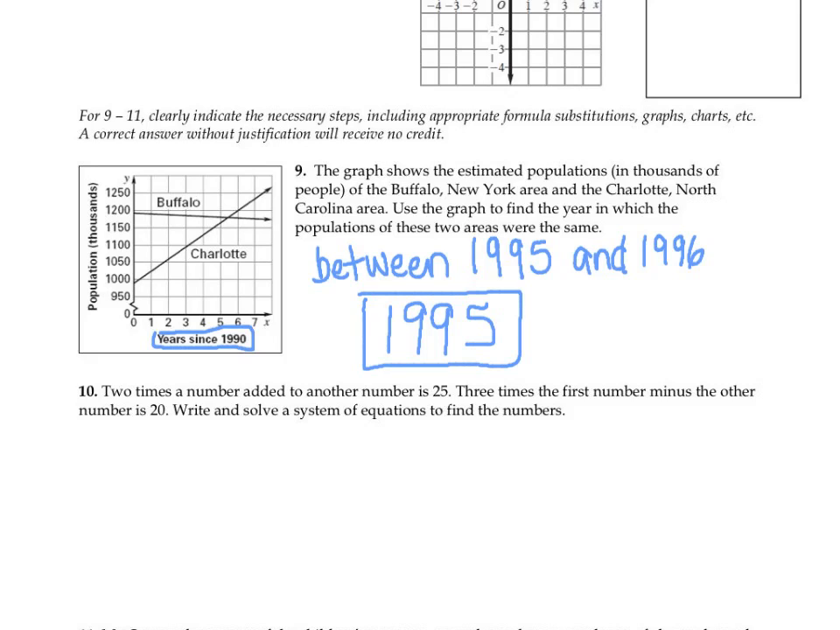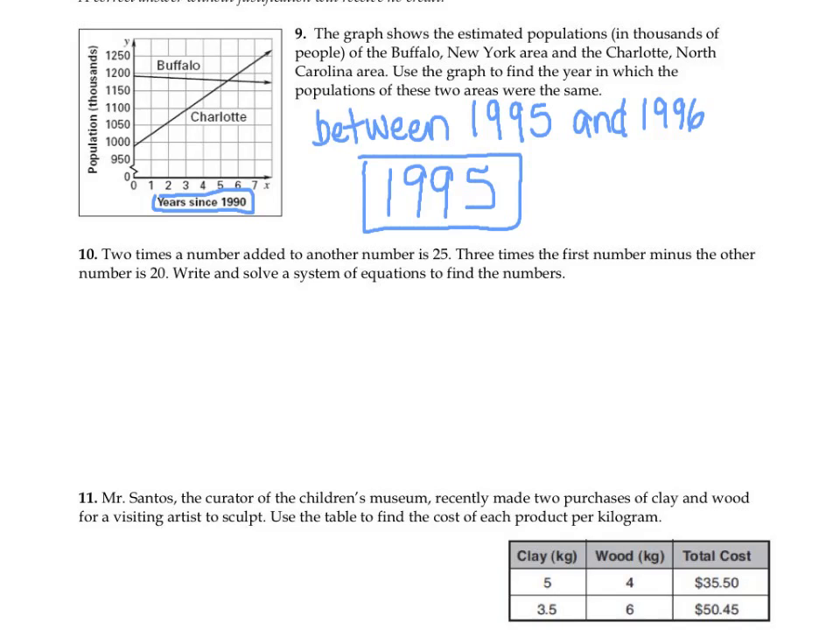So now we can look at number 10. So number 10 tells us 2 times a number added to another number is 25. And 3 times the first number minus the other number is 20. Write and solve a system of equations to find the numbers. So first, whenever we're writing a system of equations from a word problem, we have to write our let statement. So we can write let x equal the first number, because we're finding 2 numbers, and let y equal the second number.